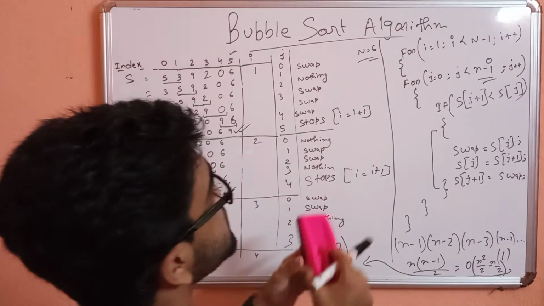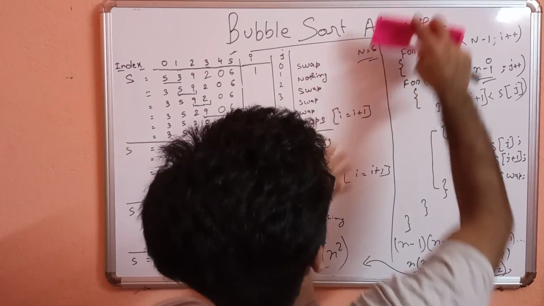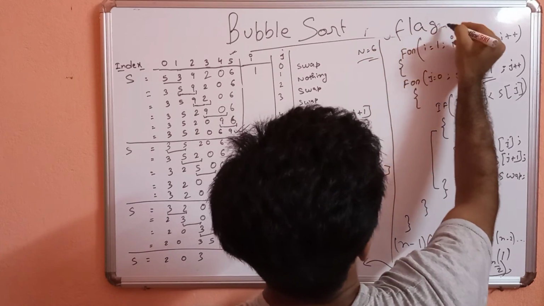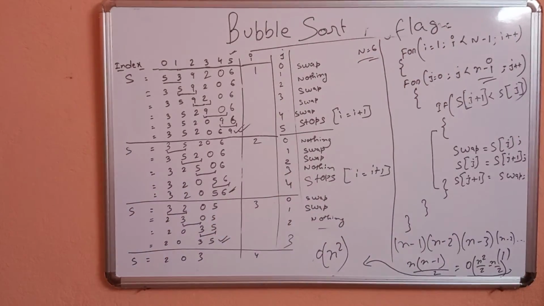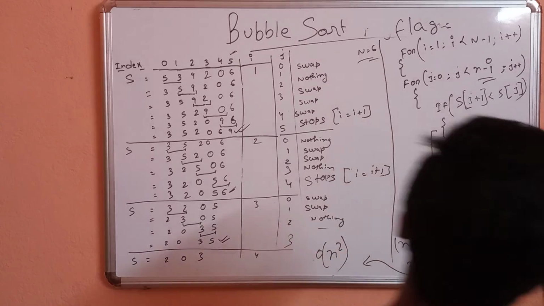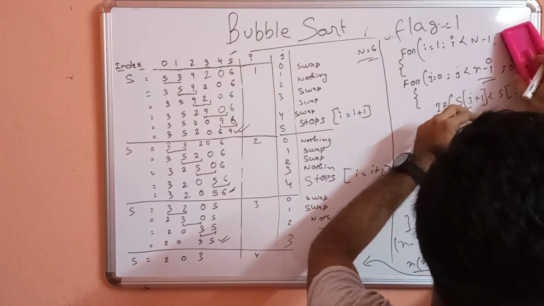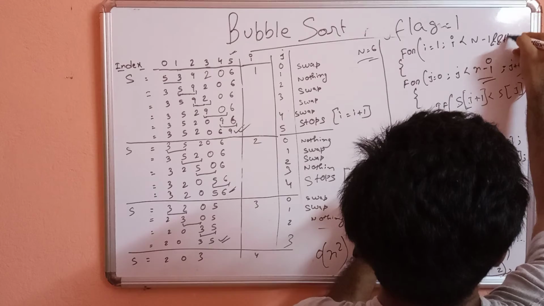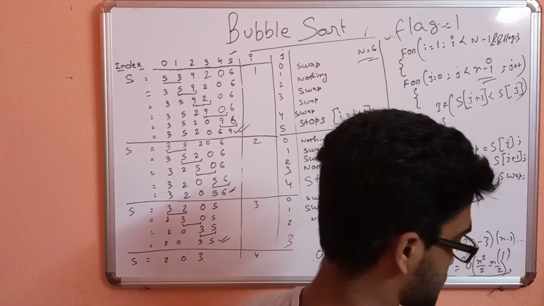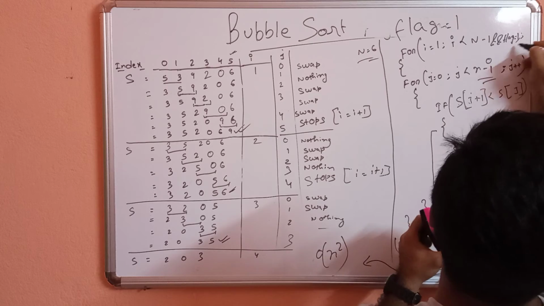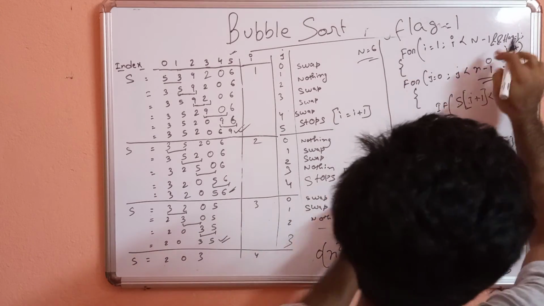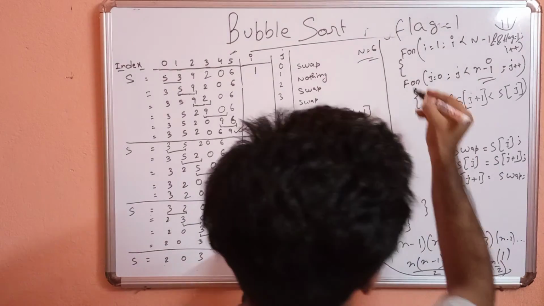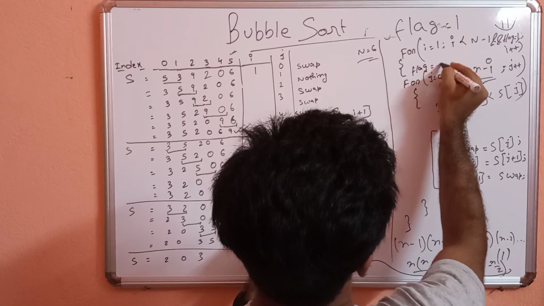Nothing in particular, we just have to take a variable here. We have to take a variable flag. Flag equals to 1 here, and we have to change this condition. It will run till flag equals to 1 and then i plus plus. This condition will be changed.